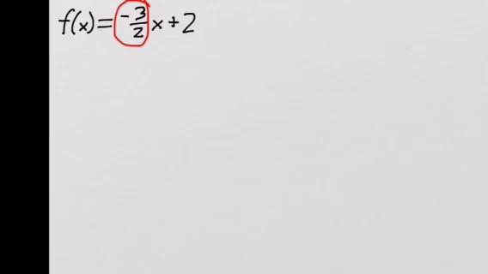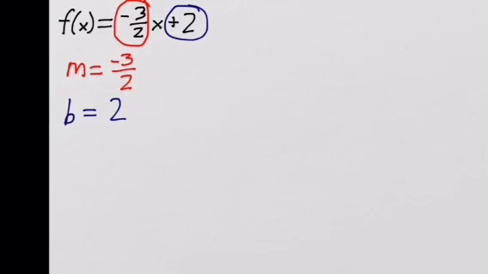So we're given the equation f of x equals negative 3/2 x plus 2. So we can immediately see from the slope-intercept form we talked about in the last video, we have that negative 3/2, which is our slope. And we have plus 2, which tells us the y-intercept is 2.